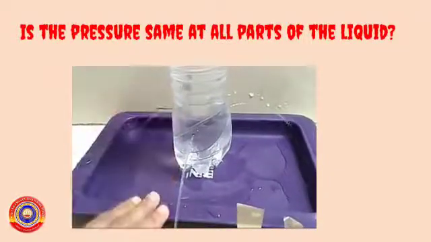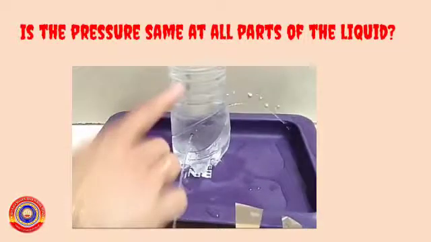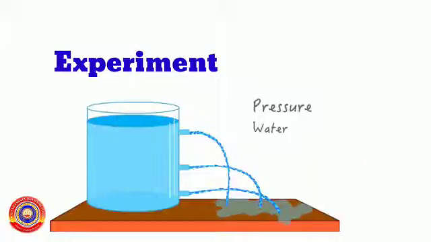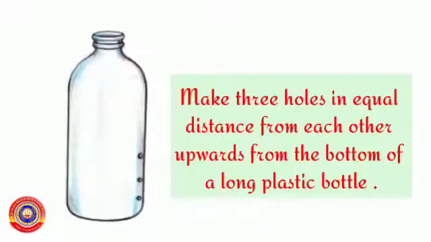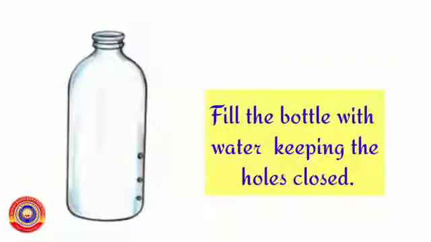Is the pressure the same at all parts of the liquid? Let's do an experiment to find this. And remember one thing, this is very important. Make 3 holes at equal distance from each other upwards from the bottom of a long plastic bottle. Fill the bottle with water keeping the holes closed. Observe the flow of water coming out. Does the water coming out through all the holes fall at the same distance?